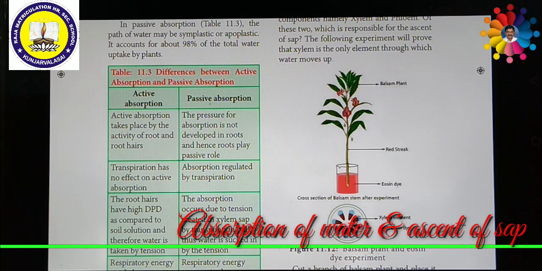That means on the leaf, a lot of holes are present. These are called stomata. So with the help of stomata, when the stomata are open, the excess amount of water will be evaporated. Whenever the water is evaporated from the mesophyll cells of the leaf into the intercellular space near the stomata, active transpiration takes place. The water vapor is then transferred through the stomatal pore.